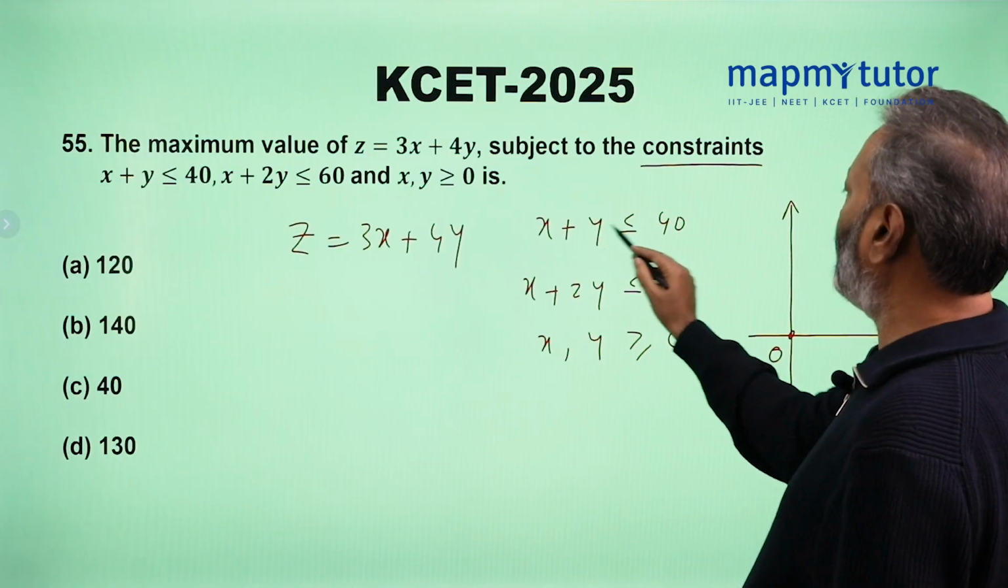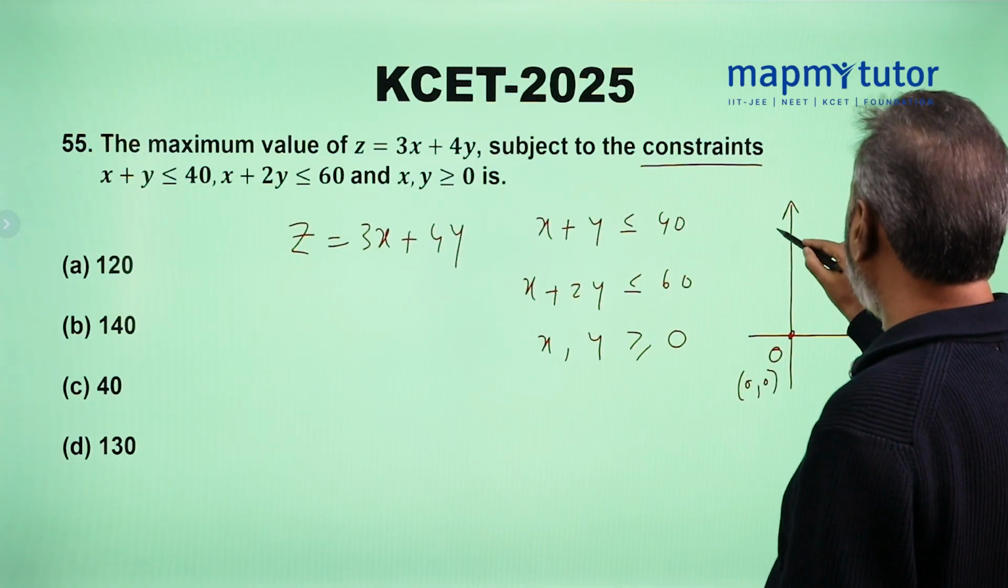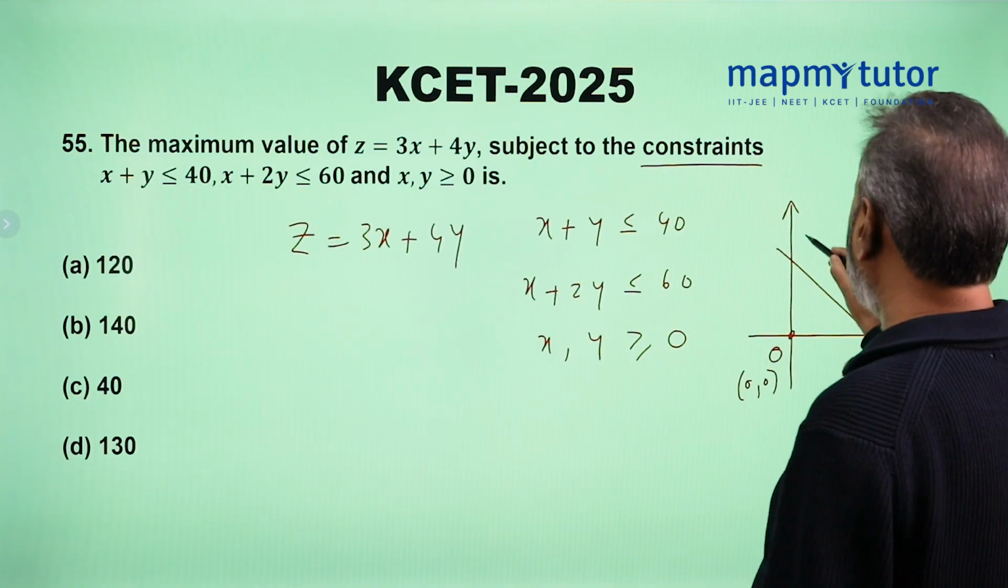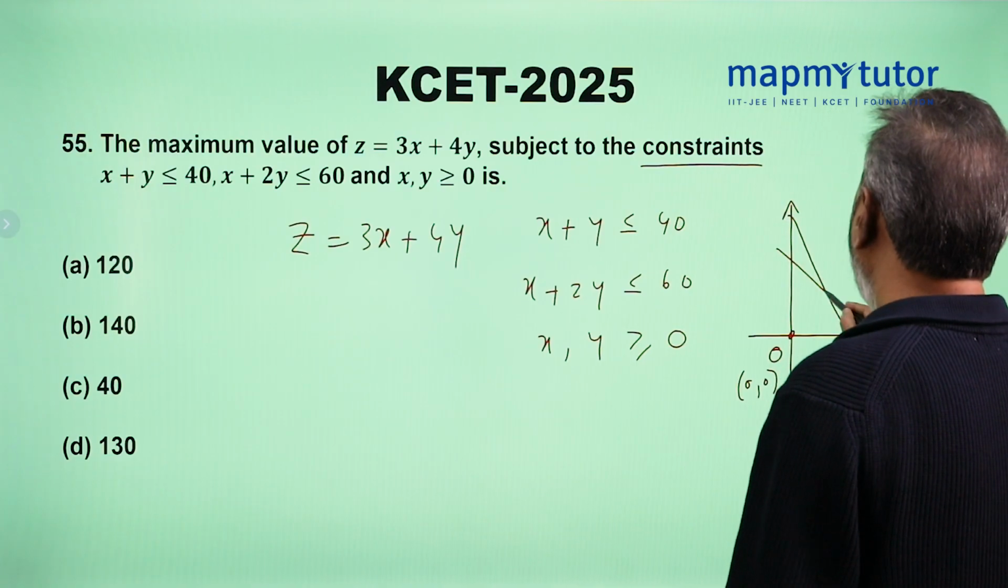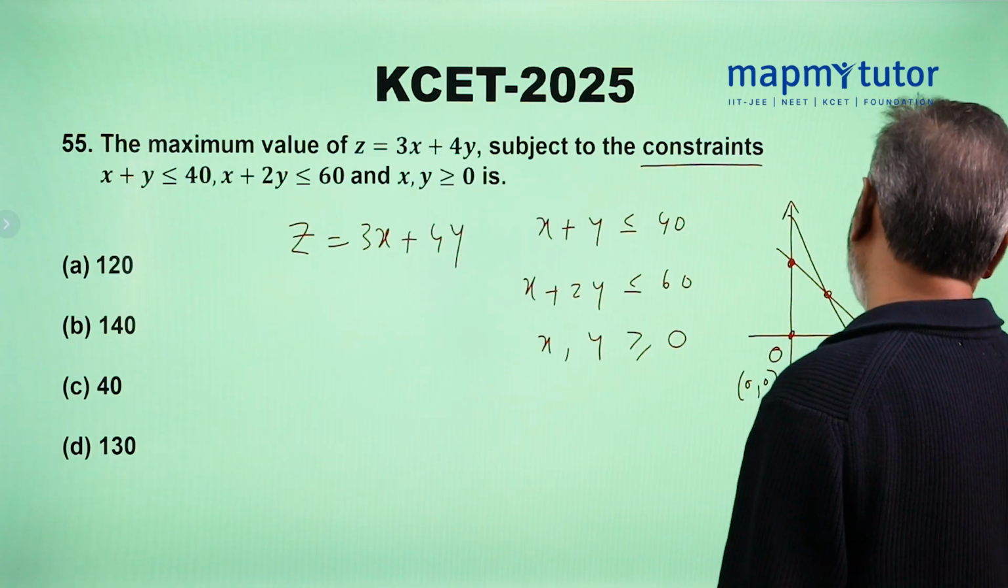And then of course, if you imagine that it is only equal to, it is a line which cuts the x-axis at 40, y-axis at 40, like this. And this is a line. y equal to 0 means x is 60, and y is 30, somewhere here. And therefore, these are the points we should consider.